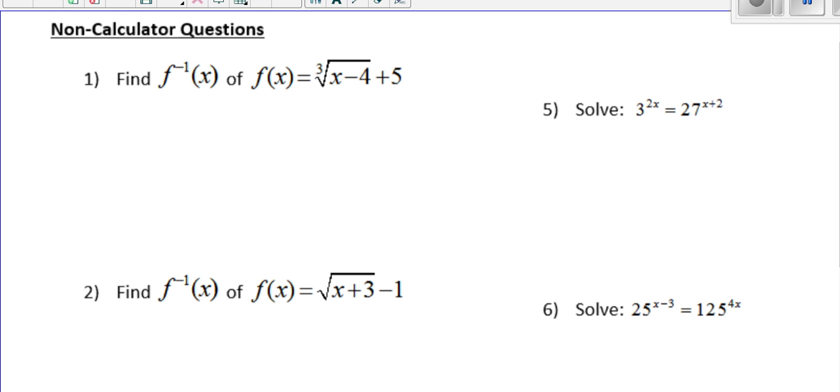So the first thing we're going to talk about is how to find an inverse. When you're finding the inverse, you switch the x and the y, and then you solve for y. This is like y, so we're going to switch it. We're going to call it x equals the cube root of y minus 4 plus 5. So when you try to solve for y, we need to isolate the y, so we're going to move the 5 over.